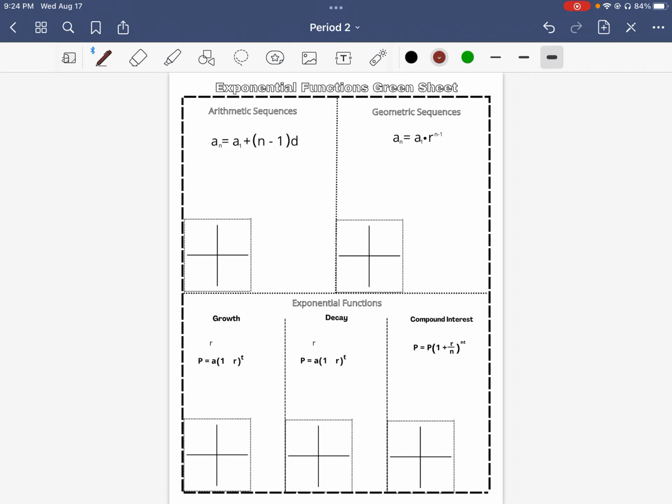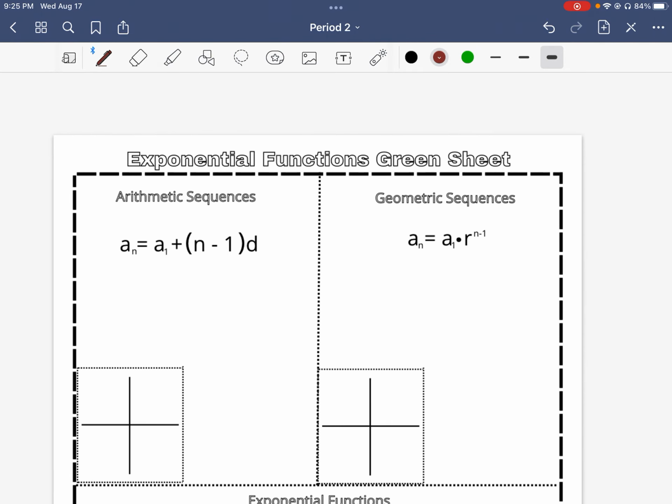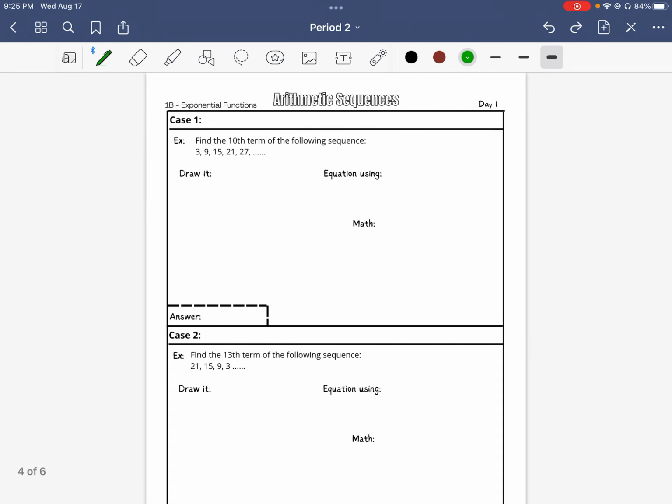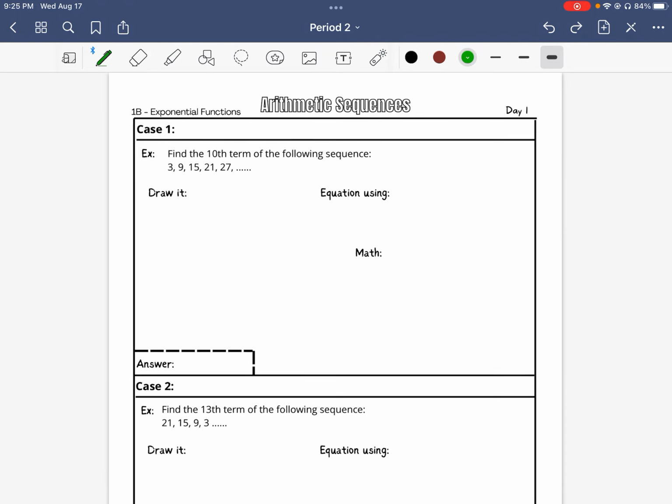So before you start off this lesson, please make sure you have three things. The first one is the exponential functions green sheet. Usually this is green when it is printed out, but on mine, it is going to be white. The second thing you need is the day one worksheet, which is called Arithmetic Sequences. And the third thing you're going to need is a pencil.